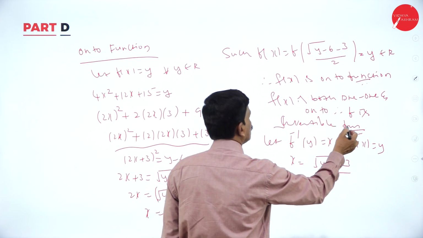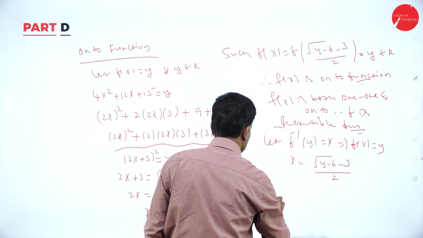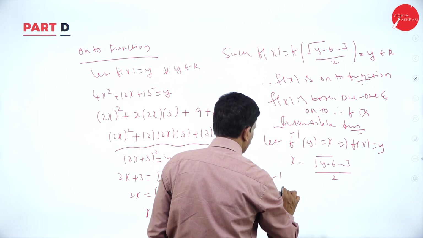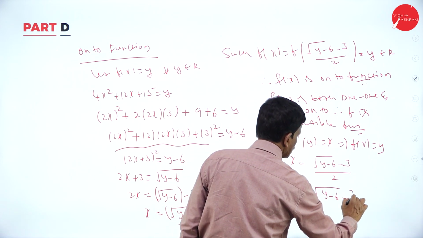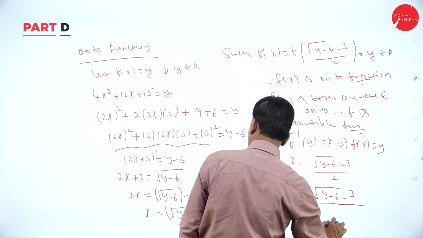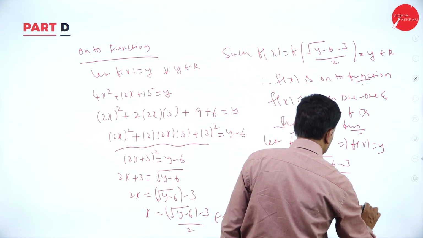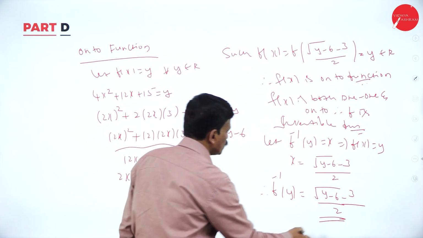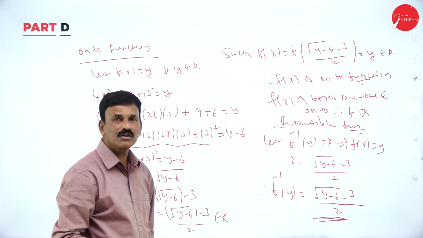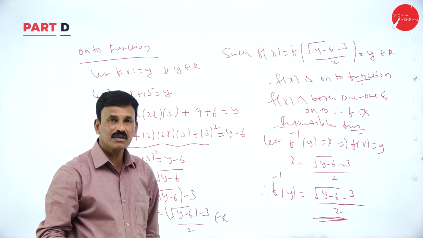Therefore, substitute the value of x. What is x we have taken? x is nothing but f inverse of y. So f inverse of y is equal to (root of y minus 6, minus 3) divided by 2. This is the inverse of the given function. That's it. This is how we are going to find the inverse for the given function.